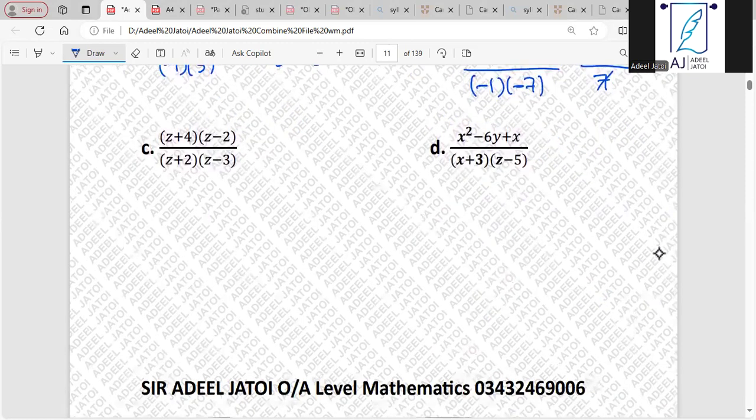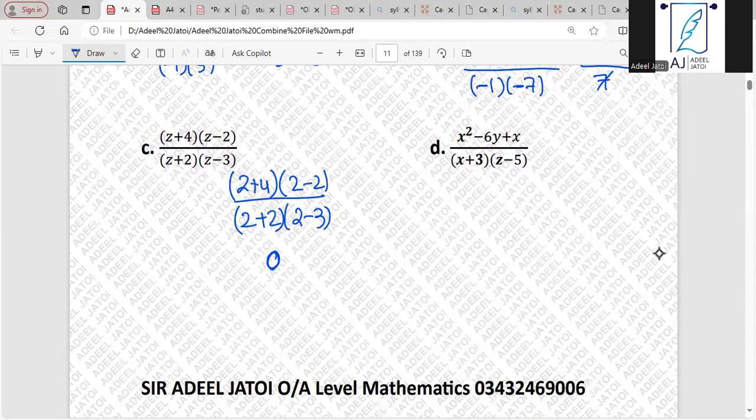2, right? Part C. So this is what? 2 plus 4, and this should be 2 minus 2 upon 2 plus 2 and 2 minus 3. So 2 plus 4 is 6, but we see that 2 minus 2 is 0. So anything multiplied by 0 and anything divided by 0 is what? 0. So the end result for C becomes what? 0. Because 2 minus 2, known the fact that this thing will become 0. So anything multiplied with this or anything divided by this will end up having 0 as your value.